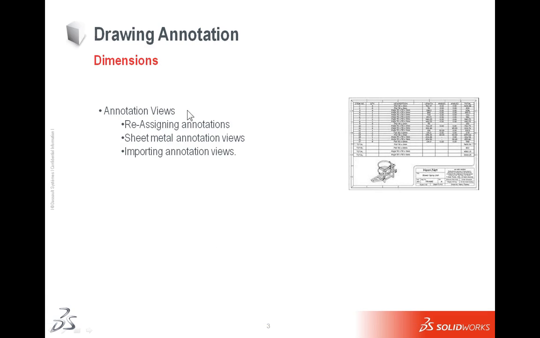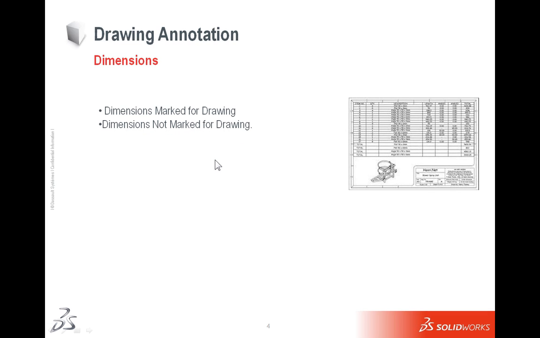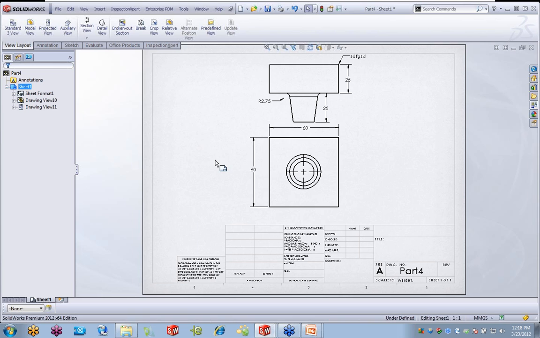All right. Dimensions marked for drawing, dimensions not marked for drawing. It's a very simple option in SolidWorks, and SolidWorks has chosen one of these options for you by default, but it does have an impact on what you get when you bring dimensions into a drawing. So let's go look at that. It's a very, very simple concept.